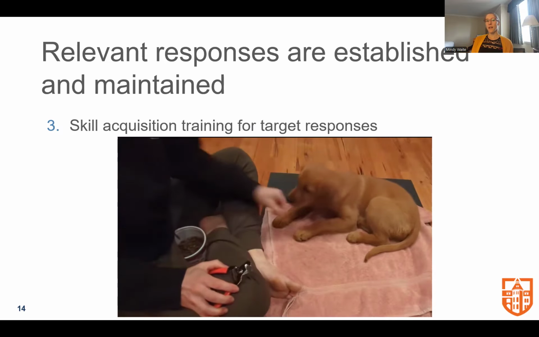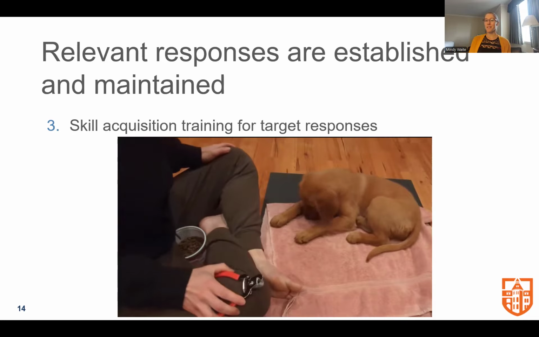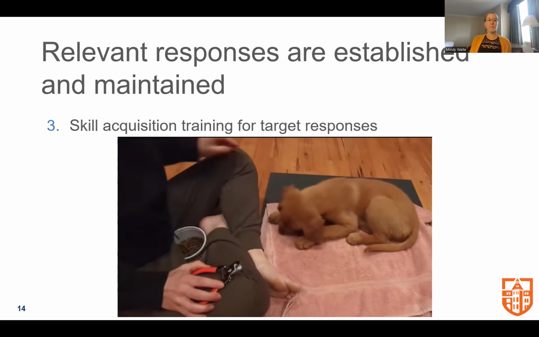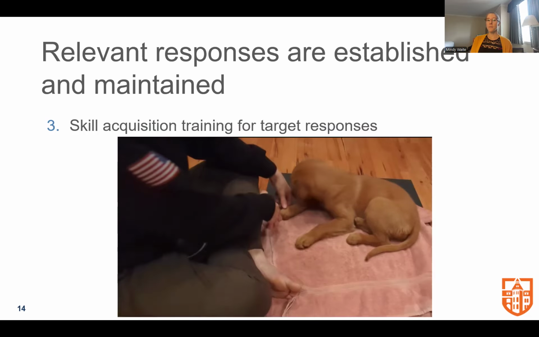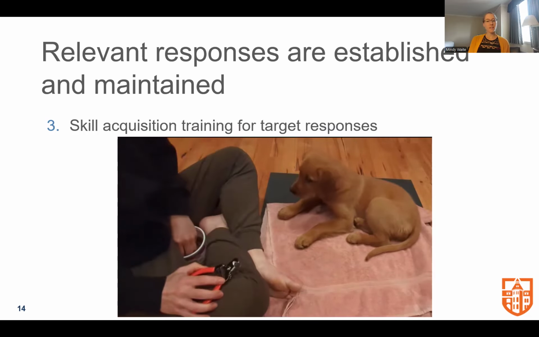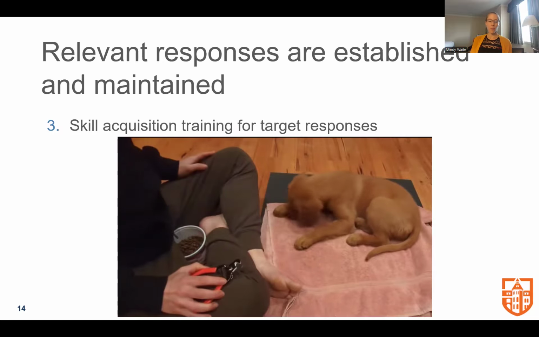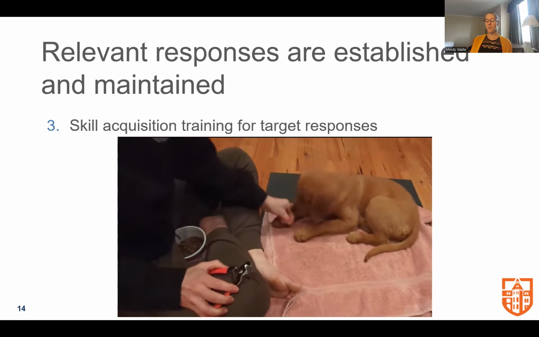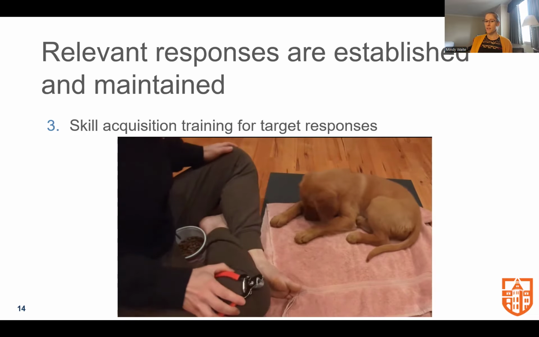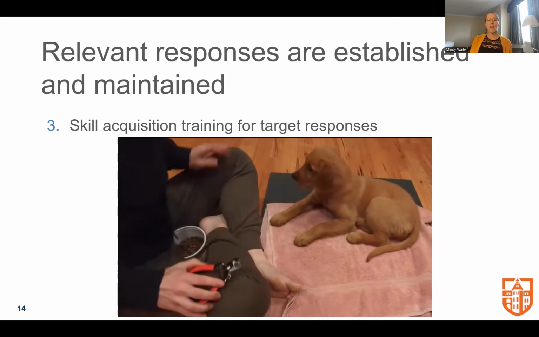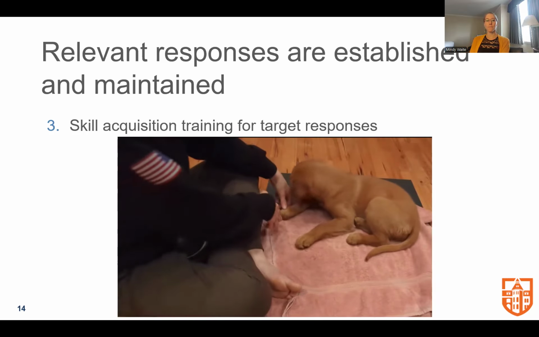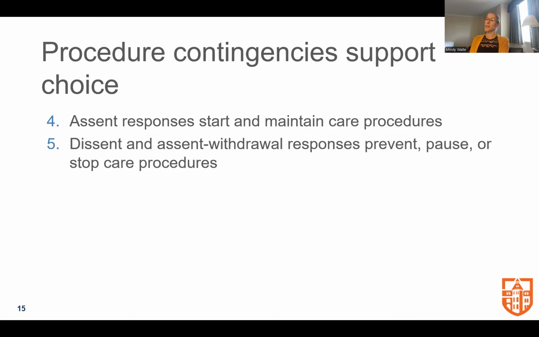The second category is that the relevant responses for assent, dissent, and assent withdrawal must be established, meaning they must be taught to the animal and maintained. And so what this means is that there must be some skill acquisition training for all of these target responses. And you'll see here, this is me working with my pup Ruby. We are working on initial nail trimming, and she has learned the assent response of lying on the mat. That signals to me that the procedure may begin. And her assent withdrawal or dissent responses would be her not getting on the mat or her coming off the mat. So in order for the animal to engage in these responses, they must first be trained to the animal.